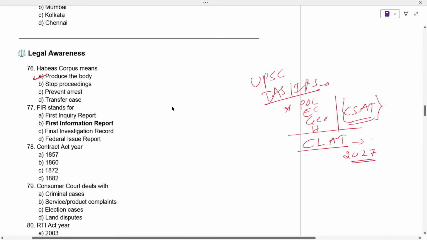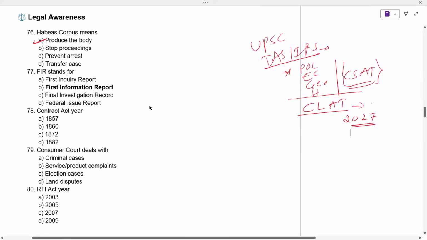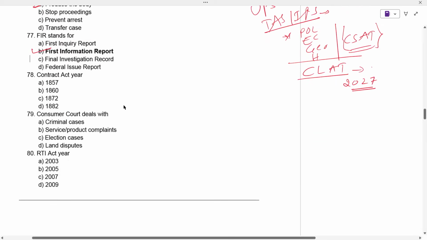Now come to the point. FIR stands for A, First Inquiry Report, B, First Information Report, C, Final Investigation Record, D, Federal Issue Report. No doubt you might be knowing that it's First Information Report. Whenever you go to the police station and give the complaint, the basic point which he writes is called the First Information Report, FIR. Now, the Contract Act, the law of contract. The Contract Act which we are using today is of which year? That is the 1872 Act, remember.